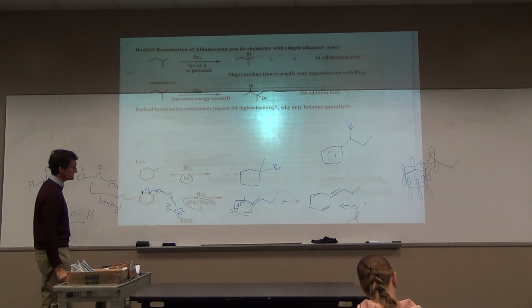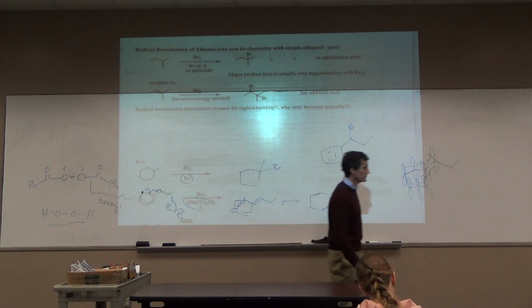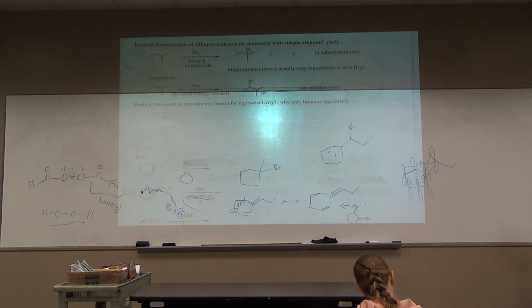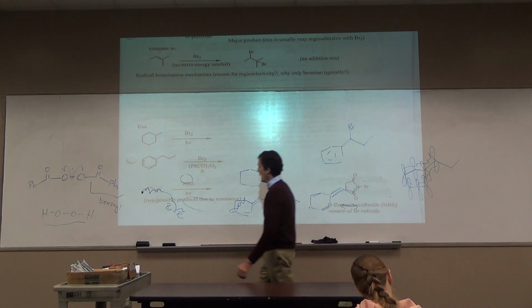Regioselective. Radical bromination, making most stable radical, capturing the bromine in the propagation step.